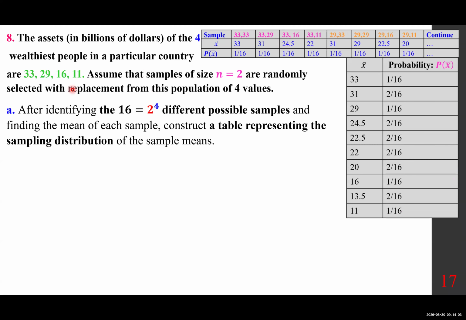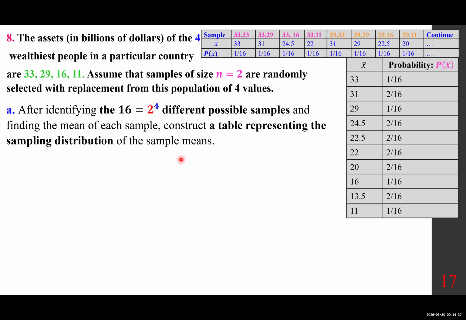So we get the following. When the average is 33, 1 out of 16. So here's the X bar, here's the P of X bar, okay? This is the sampling distribution of the sample means. I want to make sure everybody understands the wording. This is the sampling distribution for what? For X bar, the sampling distribution of the sample mean, X bar. So 33 is 1 over 16, but 31 is 2 over 16.